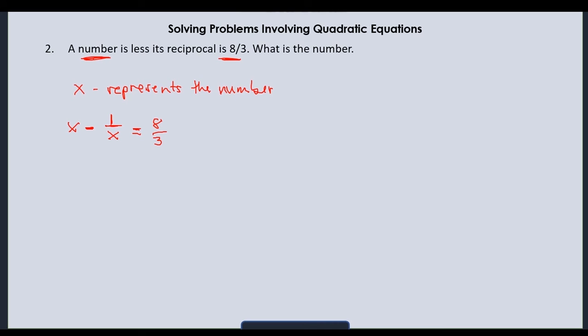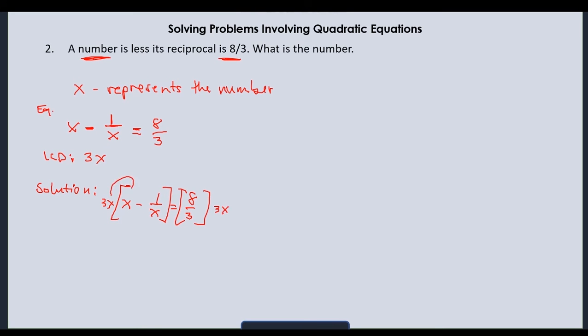Then we're going to look for the LCD. So this is our equation. Look at the denominators. We have here x and 3, so our LCD is 3x. For the solution, copy again our equation: x minus 1 over x equals 8/3. And then multiply both sides by the LCD, which is 3x.